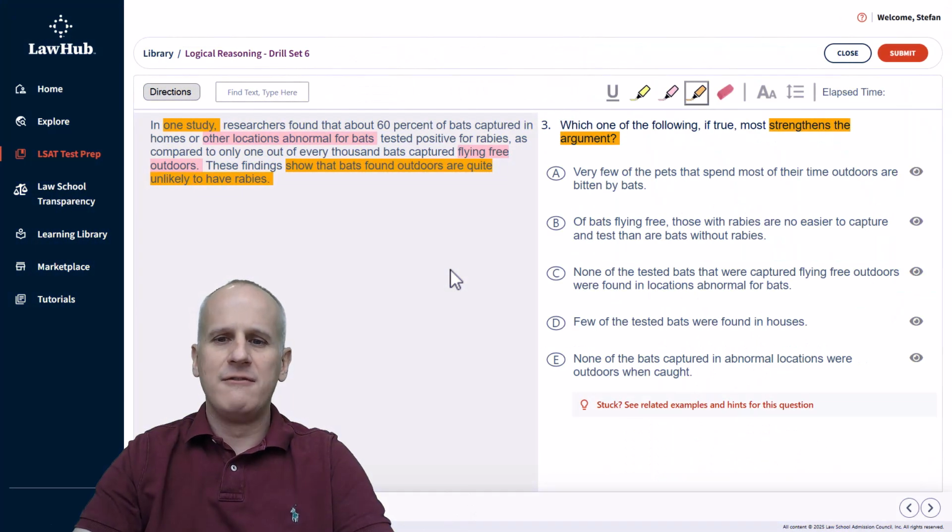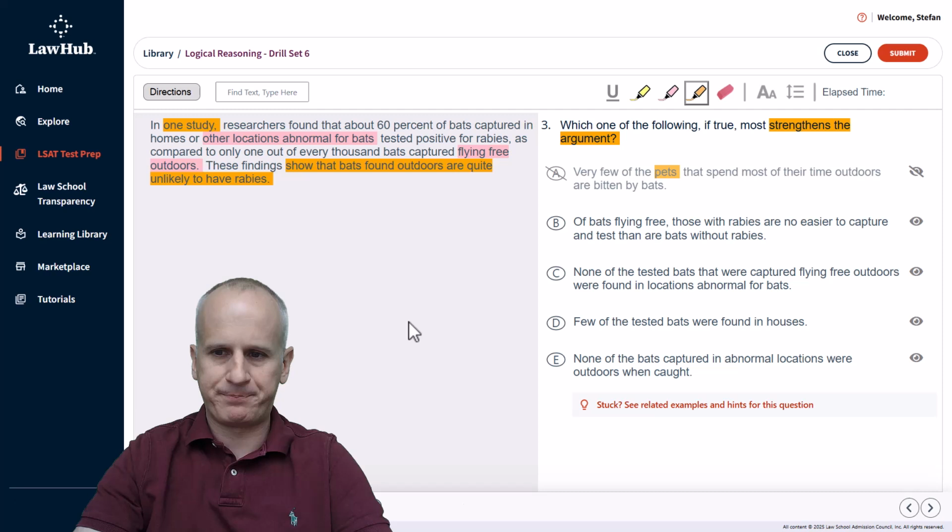So starting with choice A, very few of the pets that spend most of their time outdoors are bitten by bats. Okay, wonderful. Pets are a completely new variable I need additional information about, so we should be able to eliminate A almost immediately. Then choice B, of bats flying free, those with rabies are no easier to capture and test than are bats without rabies.